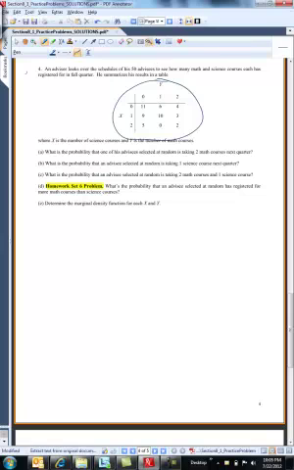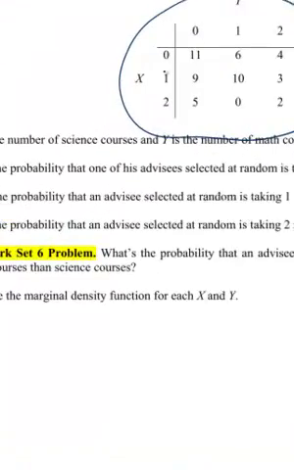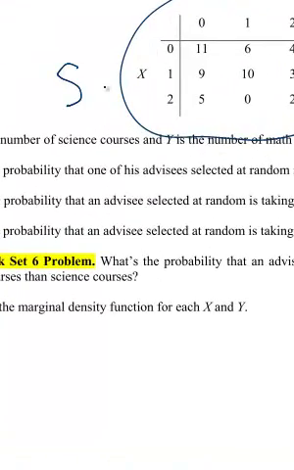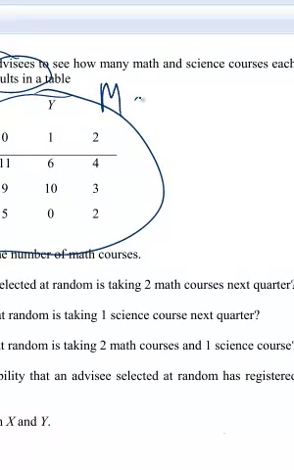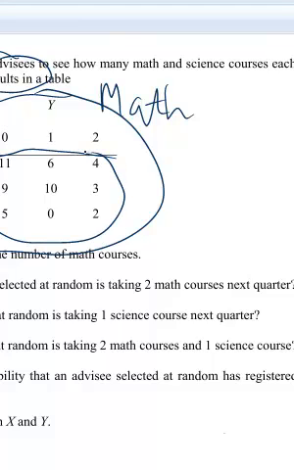Let's see here. An advisor looks over his schedule. He has 50 advisees, and he wants to see how many math and science classes they're taking. And X, I'm just going to put here, this is science. And Y is the number of math classes. And all 50 are incorporated into this matrix, a nice table here.